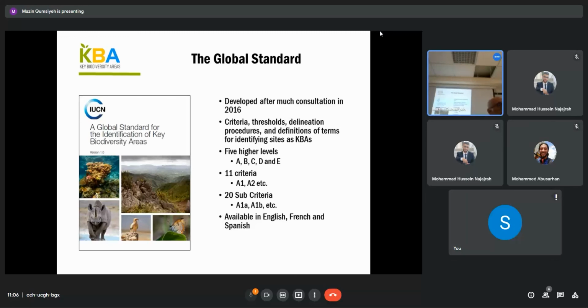And so, like for the red list, there are criteria, thresholds, delineation procedures, and definitions so that this process can be applied anywhere in the world to define a Key Biodiversity Area. There are 5 higher levels, which I will explain after: A, B, C, D, and E. 11 criteria, E1, E2, etc., and 20 sub-criteria. Exactly the same model, or more or less, that we had for the red list of species and for the red list of ecosystems.